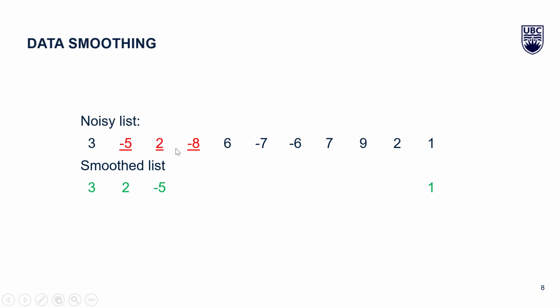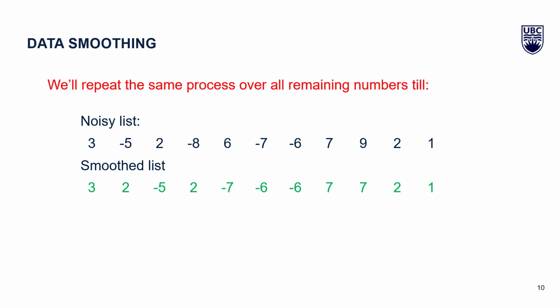Okay, after that we are interested in smoothing point -8. So we will select point -8, the point before it and the point after it, and put them in ascending order. So we will have -8, 2, 6. So 2 will be the median, which is the middle number. And we will repeat the same process over the remaining numbers until we smooth all the points in our noisy list.